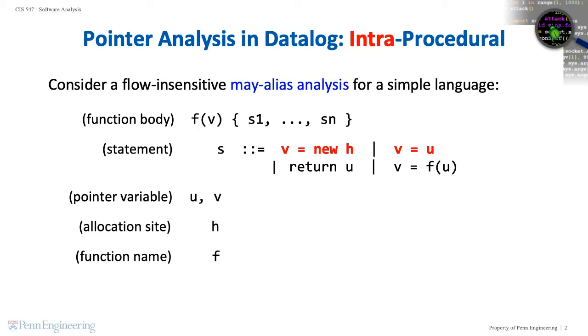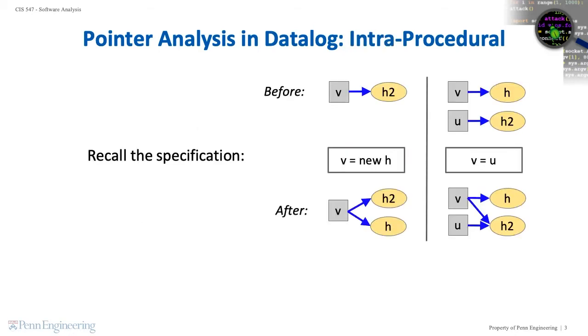Let's first look at the intra-procedural aspects of the pointer analysis for our language. For this part of the analysis, we can ignore the function call and return statements, though we'll come back to them when we consider the inter-procedural aspects of the analysis. Let's recall the specification of the pointer analysis rules associated with the object allocation and copy assignment statements as depicted in this diagram.